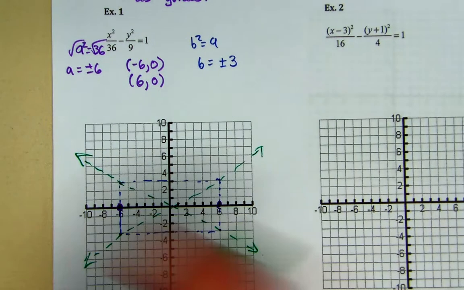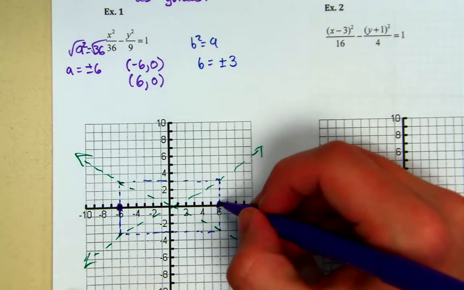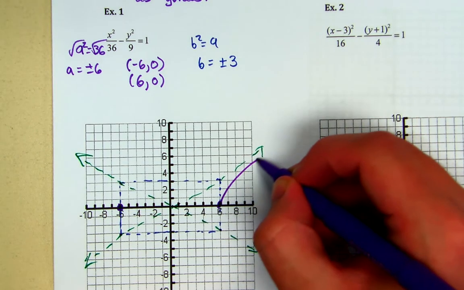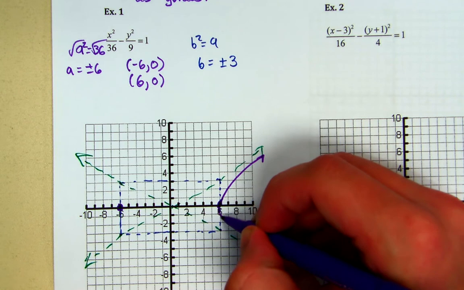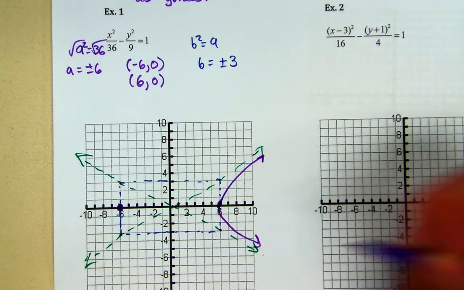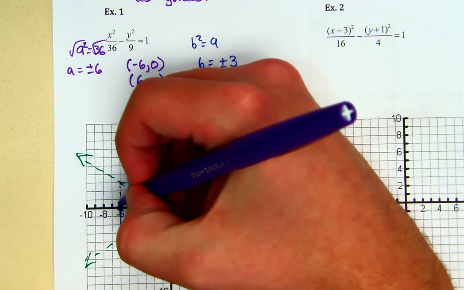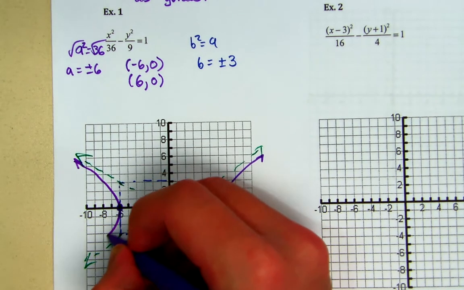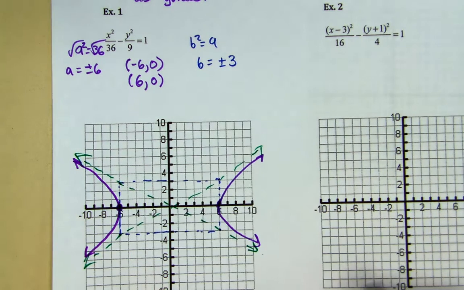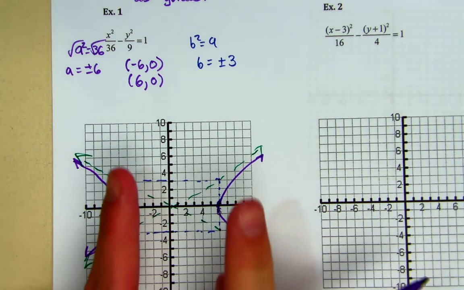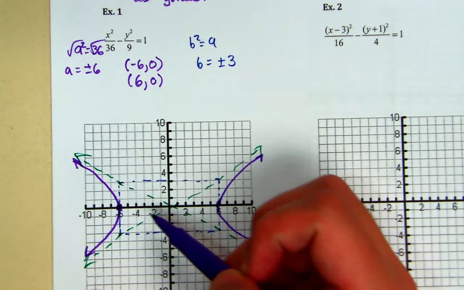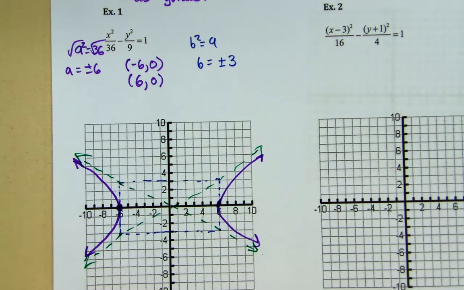Now lastly, we need to use those points. Remember we started here and follow the asymptote. So follow the asymptote that way, curve and follow it out this way. Same thing over here, follow it out. It's not going to go past the vertex. So then I've got a hyperbola. They open opposite directions, started with x, so they open left and right.